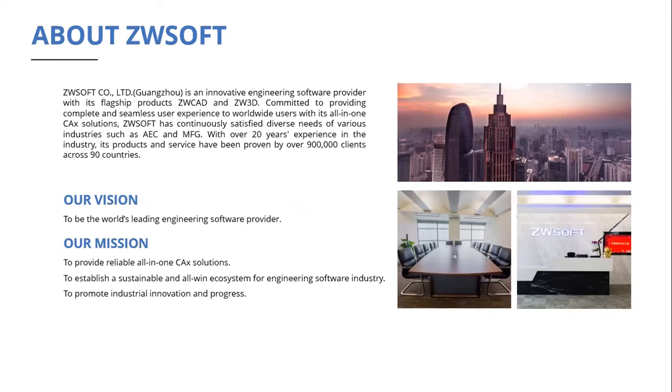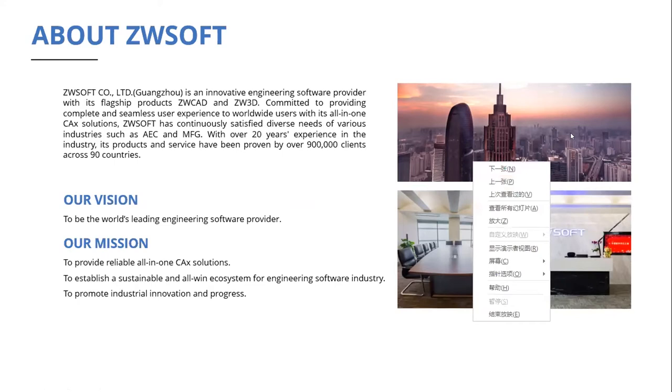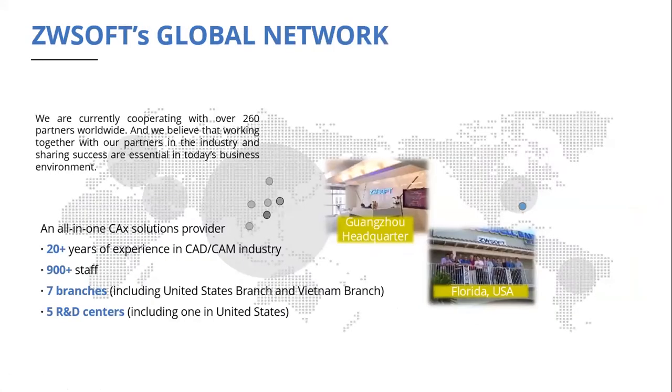The photo you can see here is our head office building located in Guangzhou. We have seven branches in China, the United States, and Vietnam, and there are going to be more overseas offices in the coming years. The exact number of our staff is 966 to date, and more than 40% of our staff are R&D engineers in five R&D centers located in China and the United States.